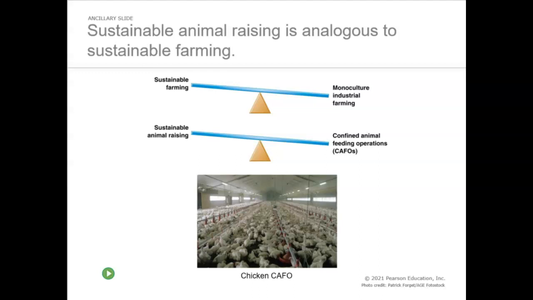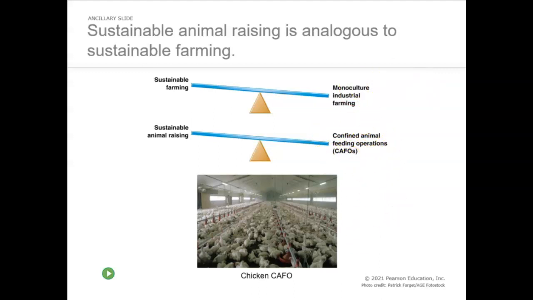And oftentimes, the animals are raised in pretty deplorable, disgusting conditions, and they have to pump them up with a ton of antibiotics because they have so many animals living in close proximity. If they didn't do that, they would lose a ton of their product to diseases. And so they just pump them with antibiotics, even if they're not necessarily sick at the time. So this just shows here, sustainable farming and sustainable animal raising are on the same side. Monoculture, industrial farming, and CAFOs are over here.